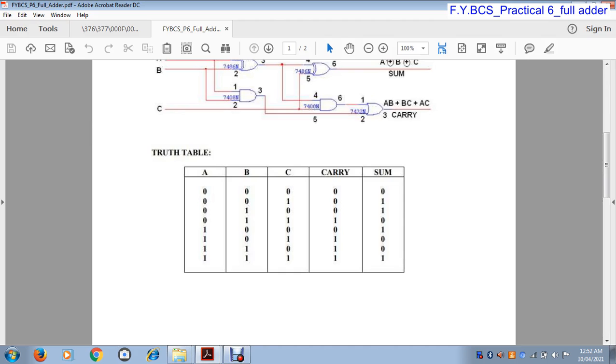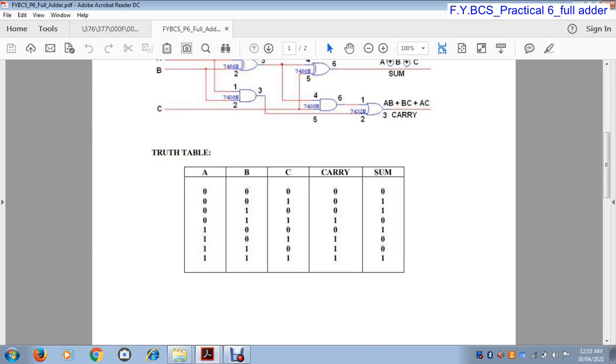Now 0 plus 1 plus 1: 1 plus 1, 1 0. So in this case, it generates 1 0 output. So therefore sum 0, carry 1. Now the next is 1 0 1. So 1 plus 0 plus 1: sum 1, carry 0. Okay. Now the next is 1 1 0. 1 plus 1, 1 0, plus 0. So 0 is sum, carry is 1.